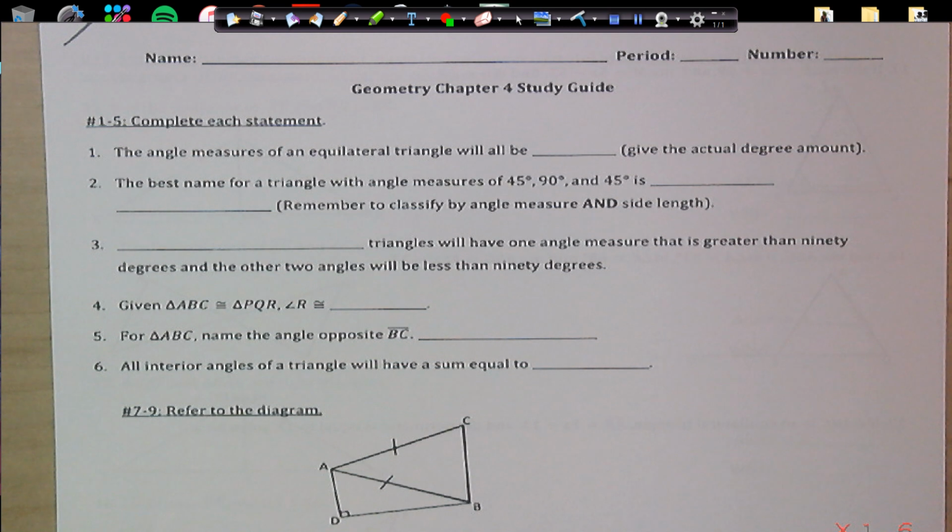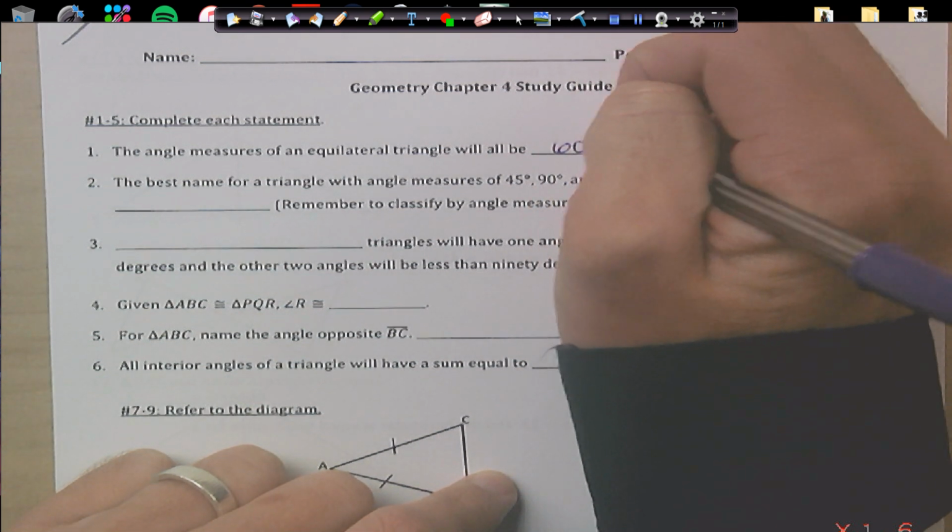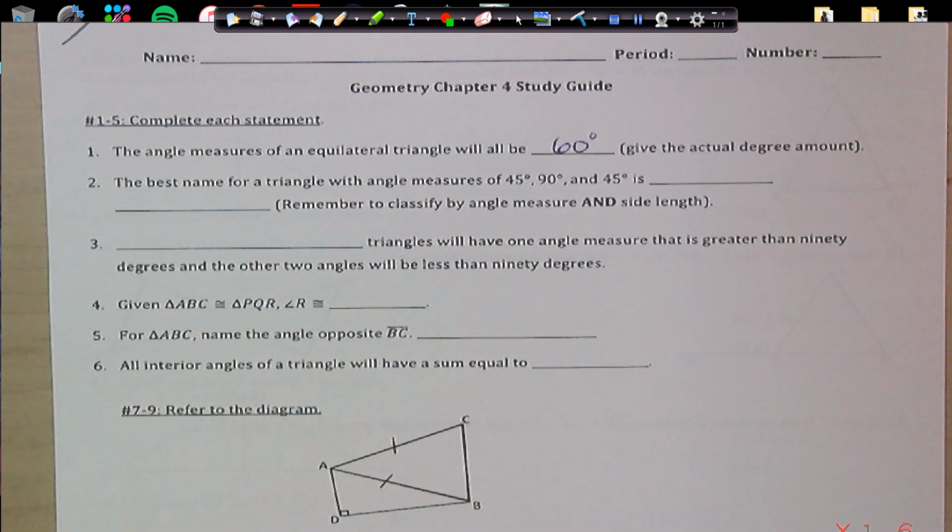The angle measure of an equilateral triangle, the actual degree amount for each angle, is going to be 60 degrees. All the angles are congruent. If you do 60 times 3, you get 180.